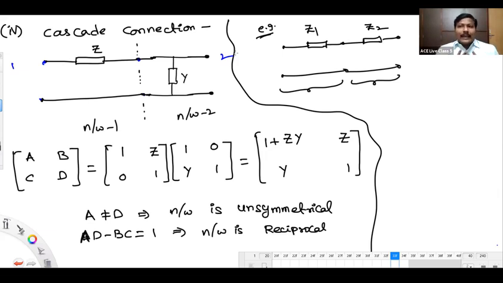For example, if I start from port 1, first I will have series impedance, number 1. Next I will have shunt admittance, number 2. That's the sequence. Next, if you come from port 2 to port 1, number 1, shunt admittance, number 2, series impedance. The sequence is different, right? The order of the elements is different. So obviously, this network will be unsymmetrical in nature. Did all of you understand what I said? Please tell me.